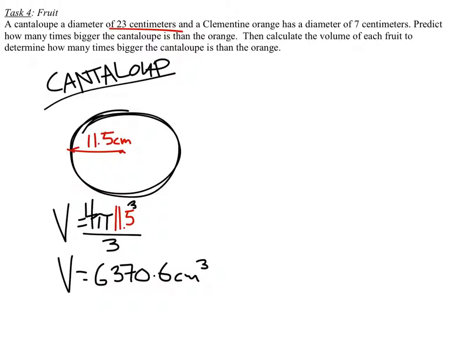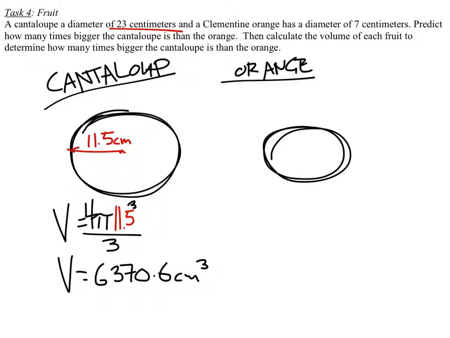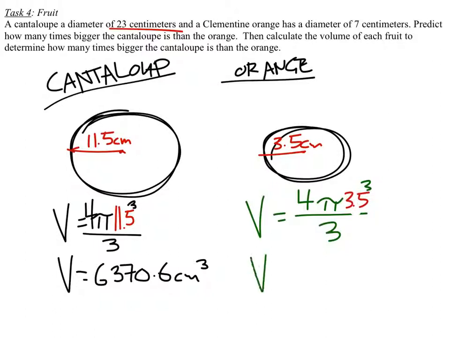Let us look now at the orange, which apparently is much smaller. So this one's going to be a little bit smaller. Now again, that's a diameter of 7 centimeters, so the radius is 3.5 centimeters. So when we want the volume of these, we have the same formula, 4 pi r cubed divided by 3. And the new radius here is 3.5. So in solving for the volume, which will be in centimeters cubed, this one actually is much smaller.